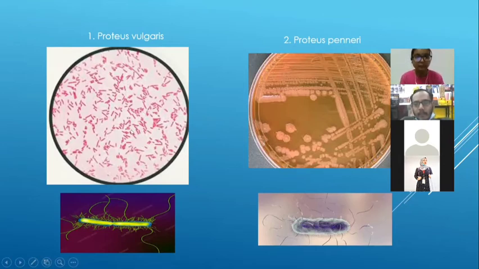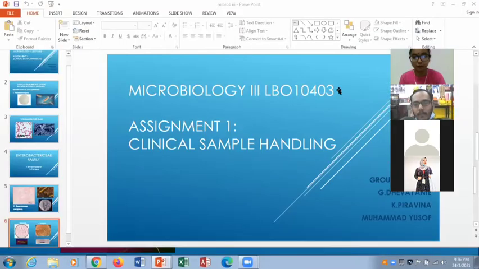Gram-negative, it's pink and appears in rod-shaped bacilli. And the right side is Proteus penneri. It shows the culturing of the microbe in a plate. So that's all from my part. Thank you.